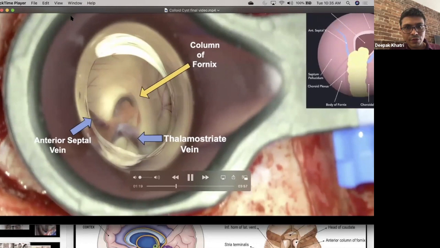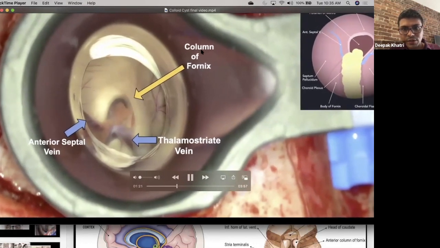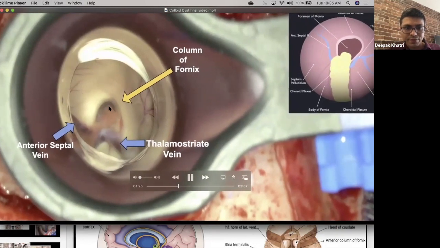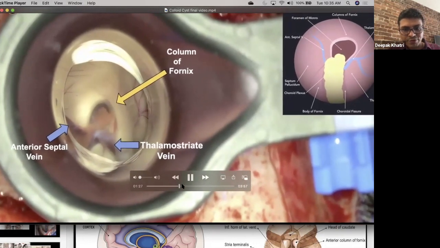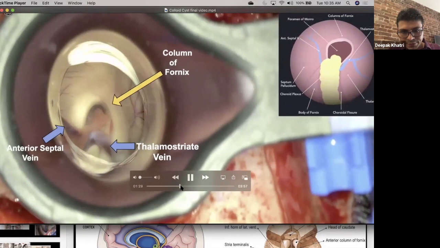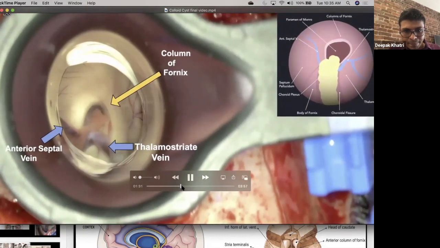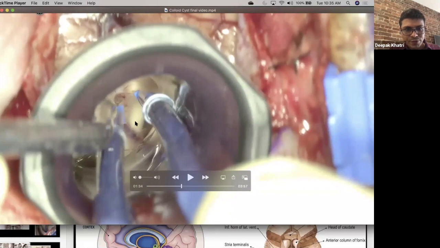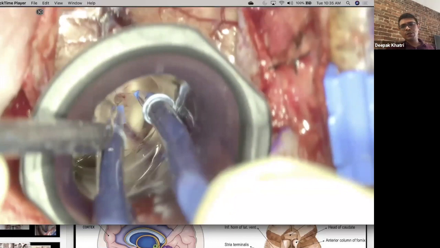All right, so remember, this is the column of the fornix, which forms the anterior boundary of the foramen of Monro. So we have to be really careful there. This is a bipolar cautery, which we use, and the suction on the left. So we as neurosurgeons, we always work with both hands. You never operate with one hand.